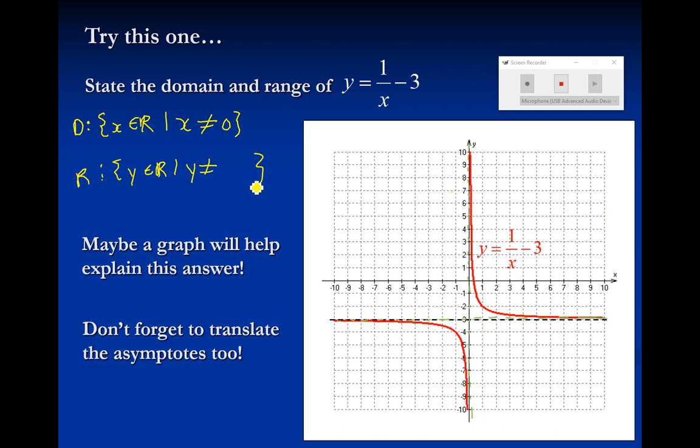What y value can't you have here? Totally giving it away here. -3. Because that y value that wasn't allowed for 1 over x got moved down 3. Okay? If that's a little tricky, I'd maybe do the investigation first and get used to 1 over x a little more.